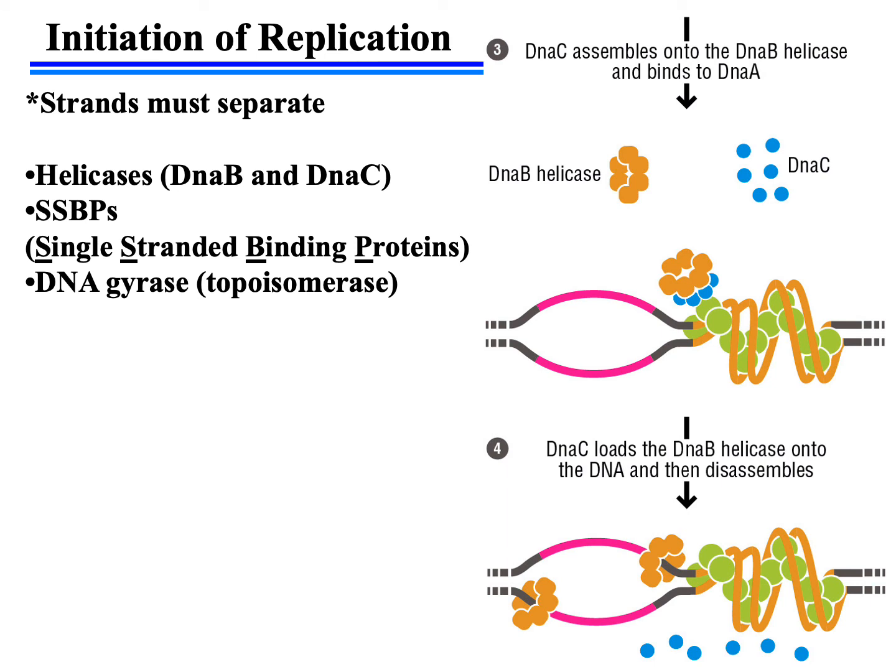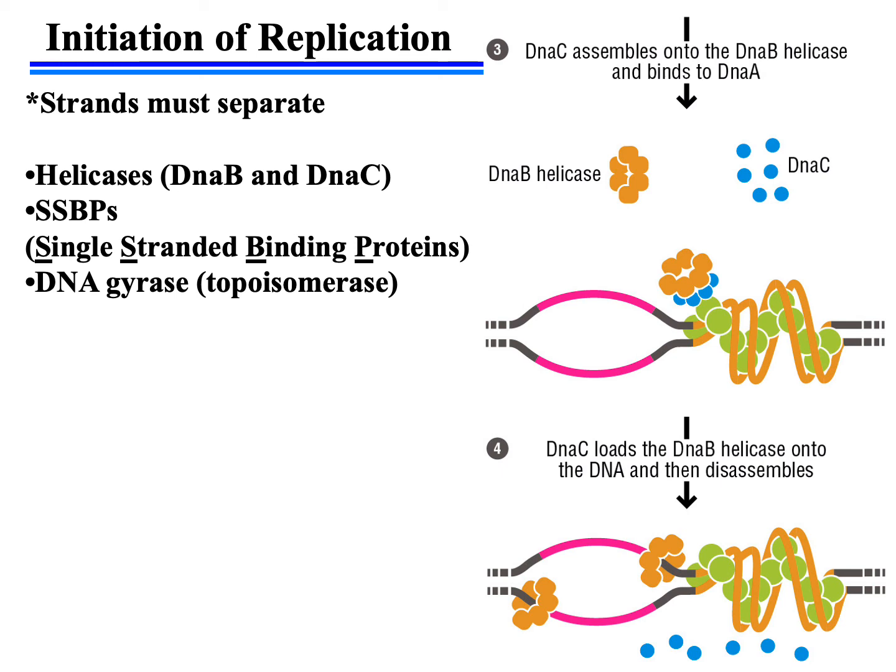Then, like on the previous figure, you have DNAB and DNAC come in together to play a role in the next step. DNAB is the helicase, which is an enzyme that unwinds DNA, and DNAC is an accessory to help that enzyme along. So the helicase unwinds the DNA and makes the replication bubble even larger.